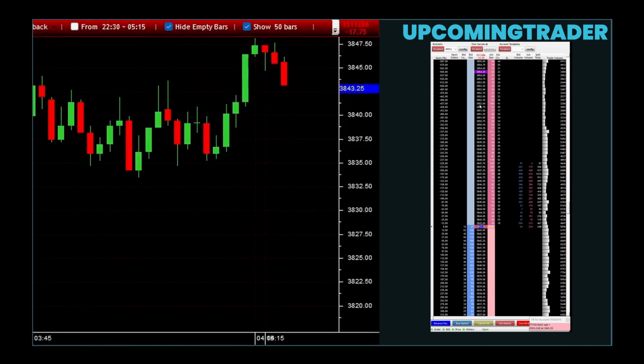For those interested in trend following, the average directional index is a useful tool. The average directional index helps you measure the strength of a trend.